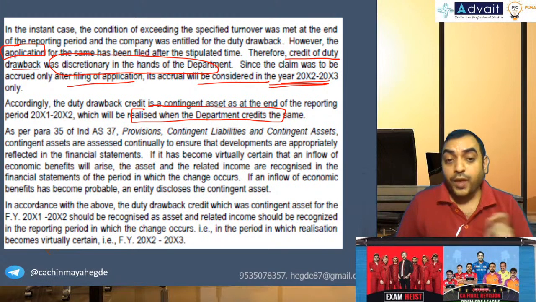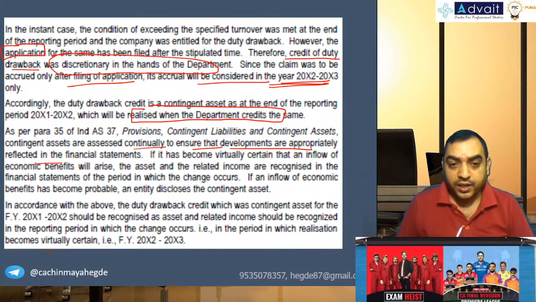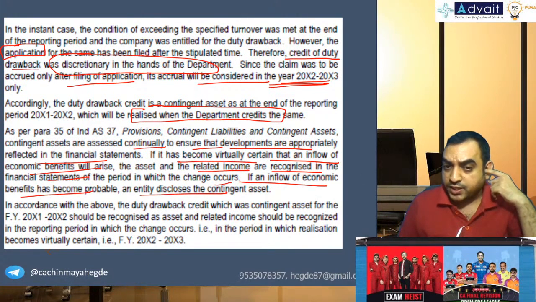As per this paragraph, you don't worry. Contingent assets are assessed continually to ensure developments are appropriately reflected. If it has become virtually certain that an inflow will arise, the asset and the relevant income are recognized in the financial statements of the period when the change occurs. If an inflow of economic benefits becomes probable, the entity will disclose the contingent asset.